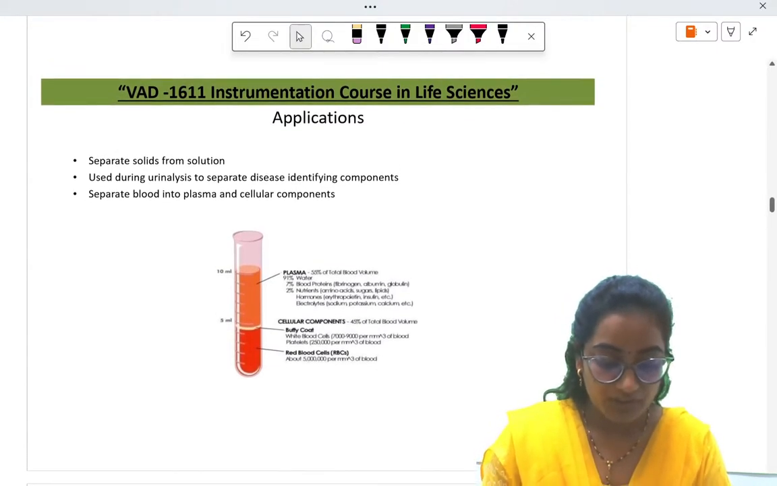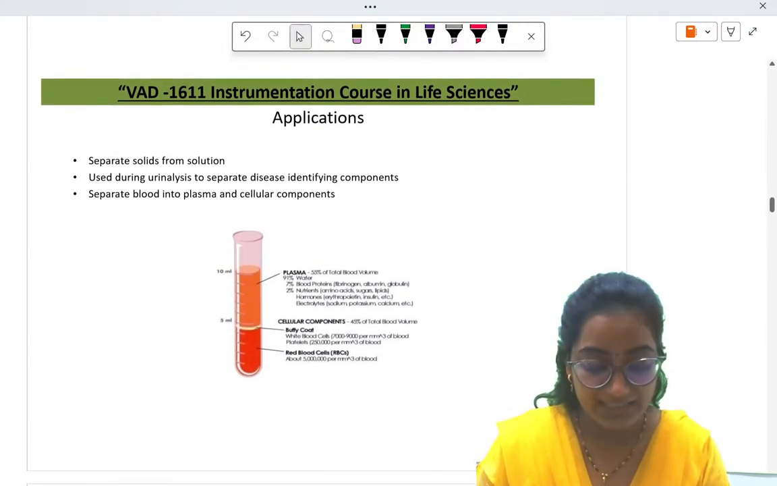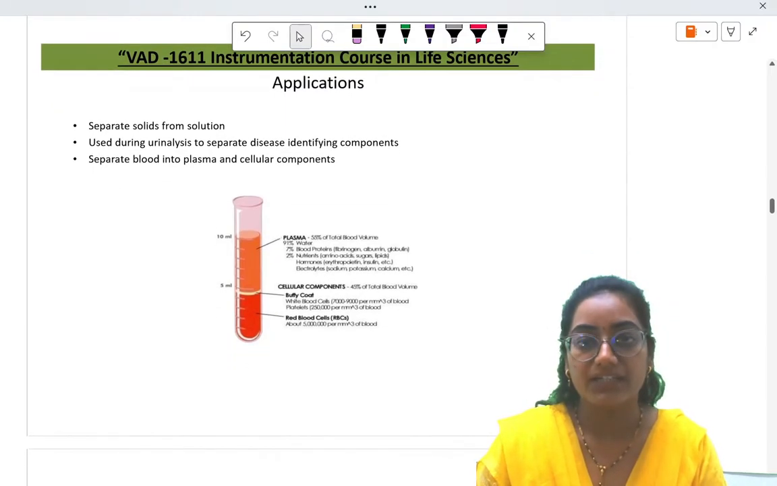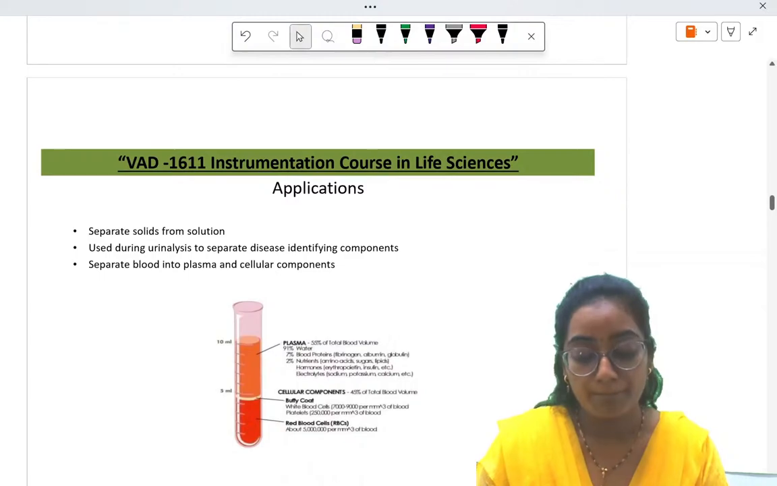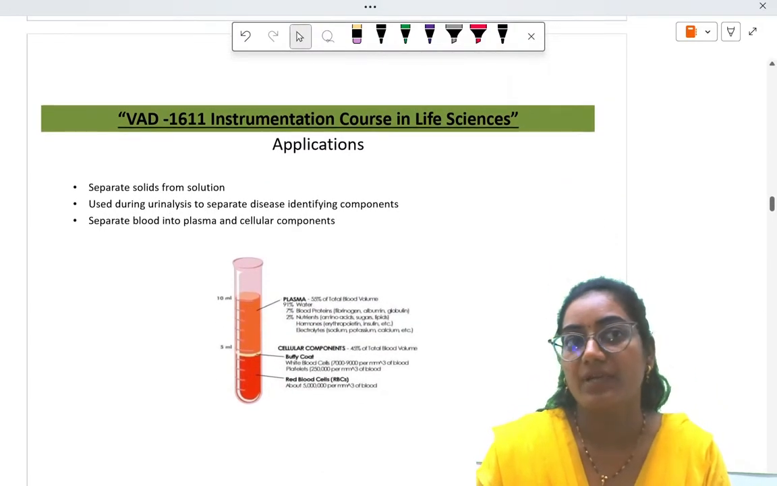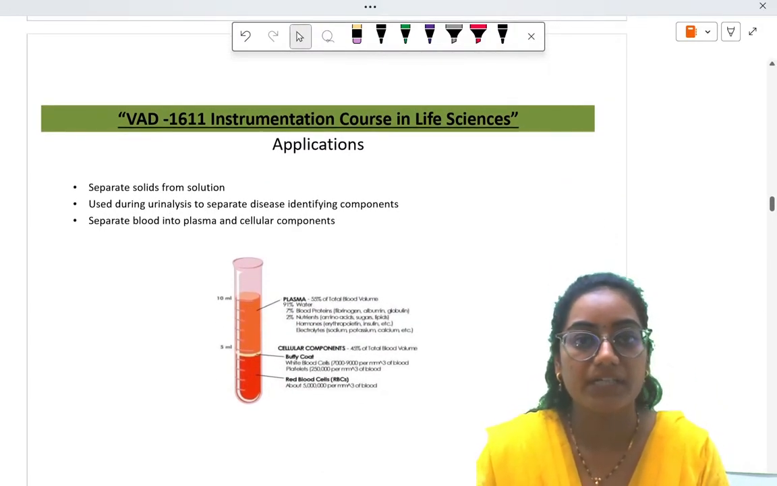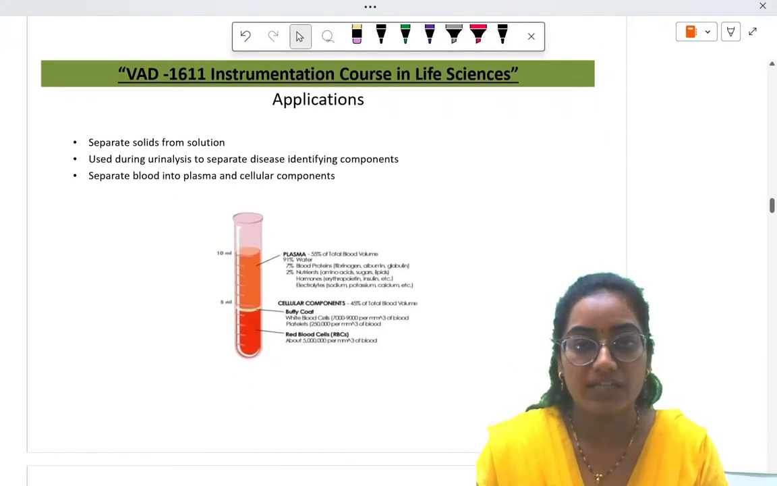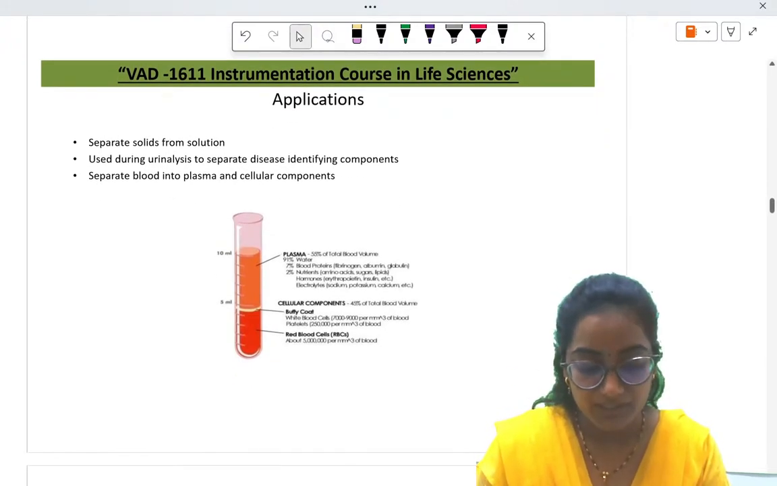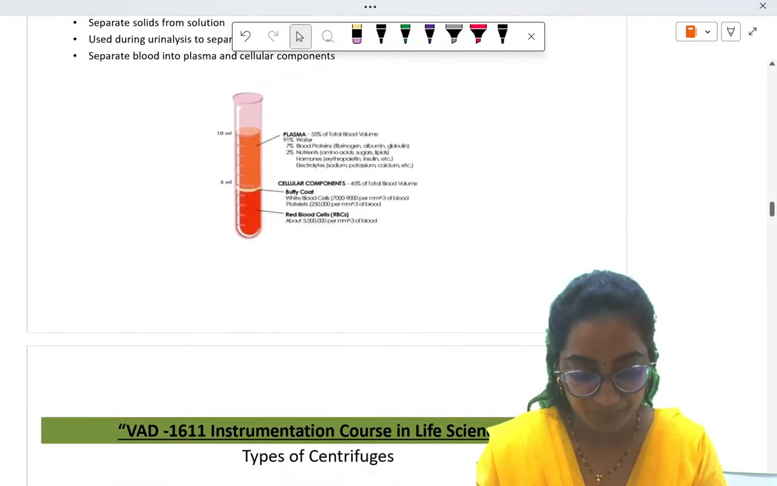That's used for urine analysis to separate the disease identifying components, and it is also useful for the separation of blood components. The plasma and cellular components are separated by using a centrifuge. We use it for urine analysis and also for blood sample separation.